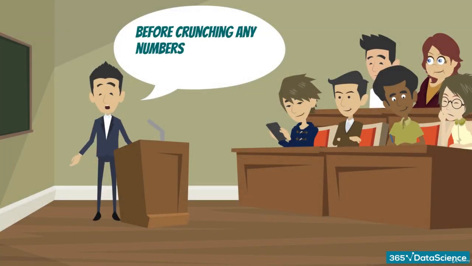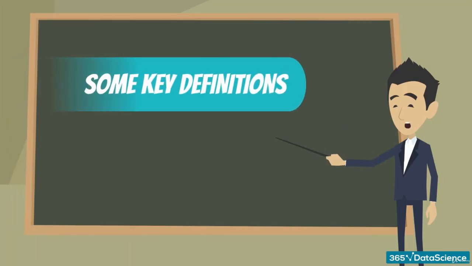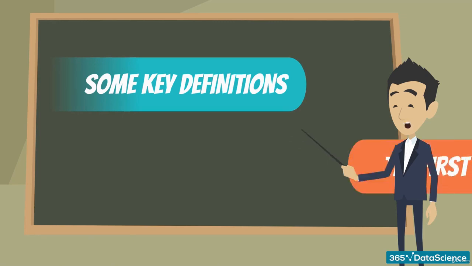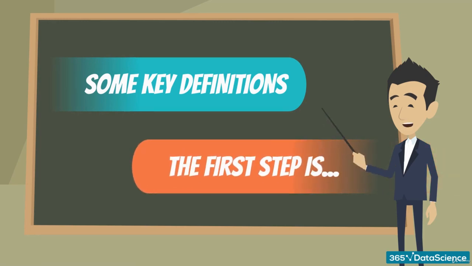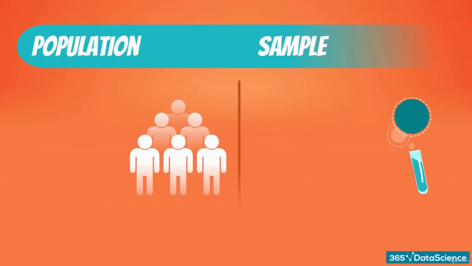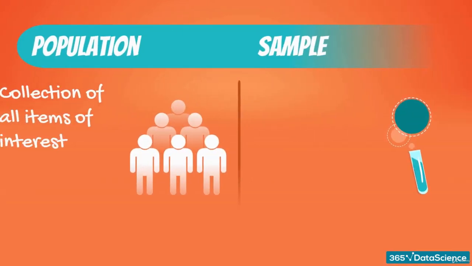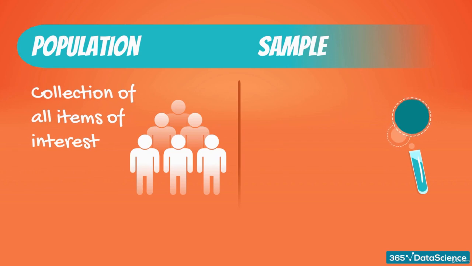Before crunching any numbers and making decisions, we should introduce some key definitions. The first step of every statistical analysis you perform is to determine whether the data you are dealing with is a population or a sample. A population is the collection of all items of interest to our study and is usually denoted with an uppercase N. The numbers we've obtained when using a population are called parameters.